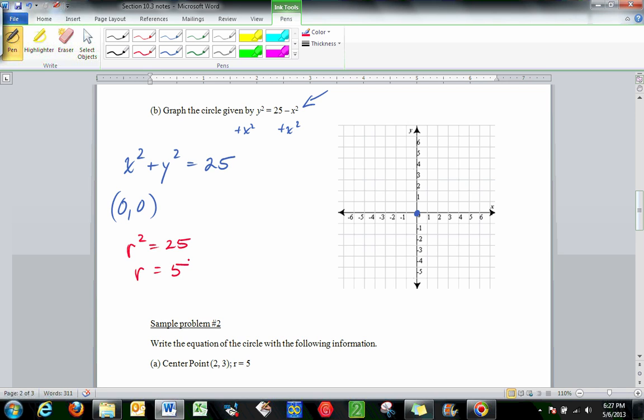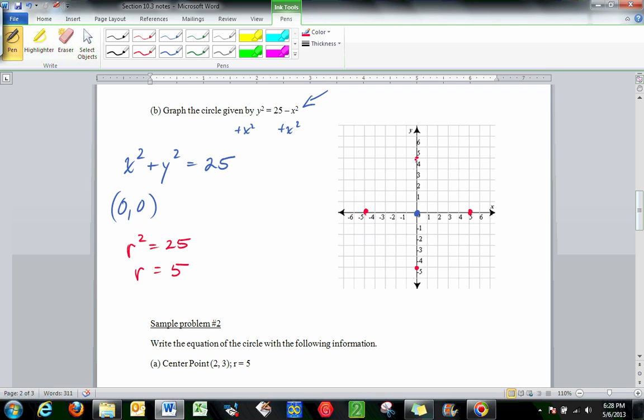Now, if you make a mistake on your radius, one of the first things that you can tell is if you accidentally use the radius of 25, that circle is going to be way off the graph. And so that would be a quick clue for you to know that maybe you messed something up with the radius. So just be careful of that. So r is 5. I'm just going to simply count 1, 2, 3, 4, 5, both top and bottom, and then 5 to each side.